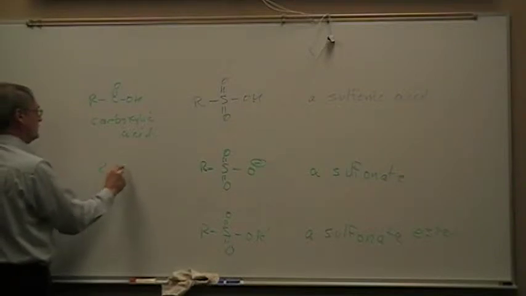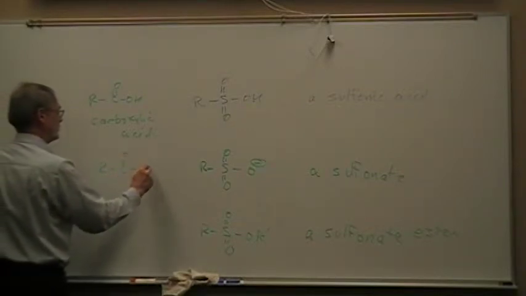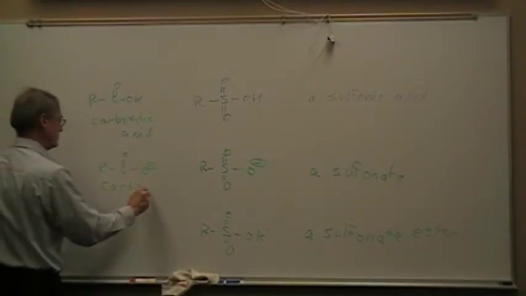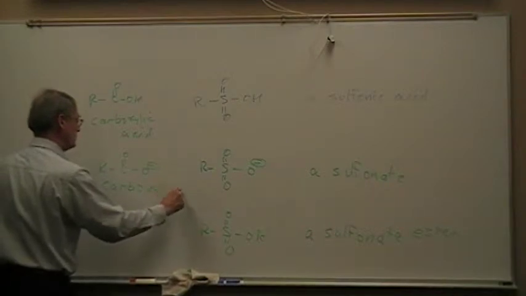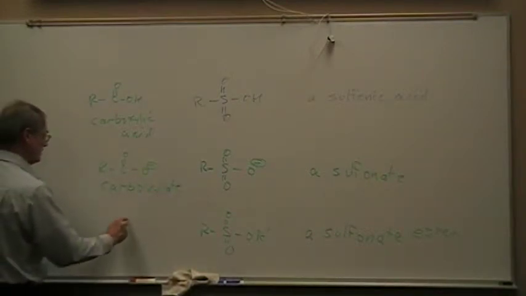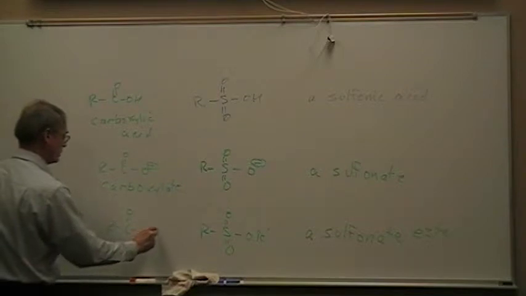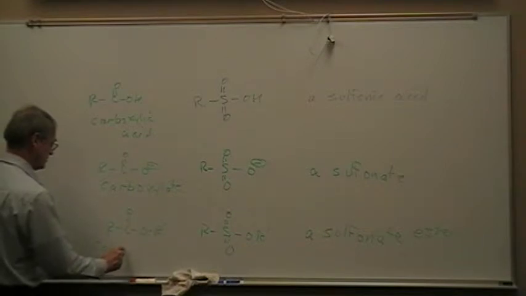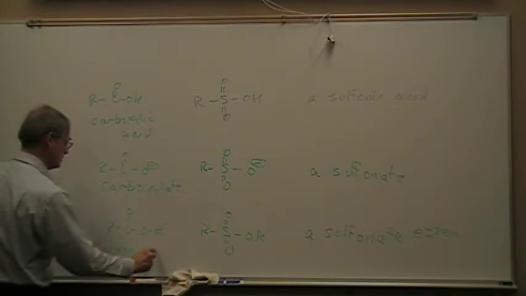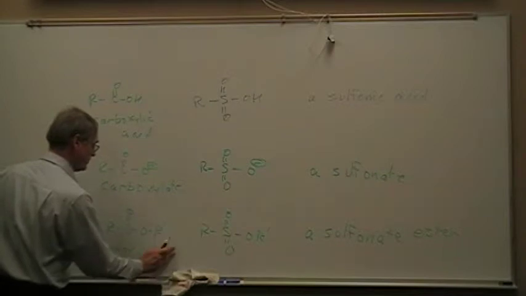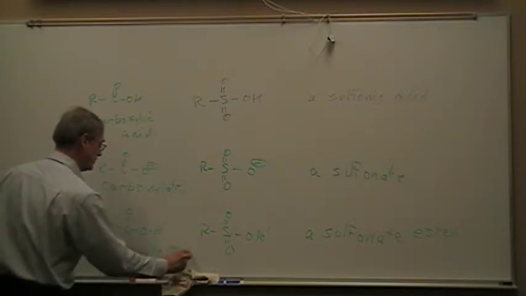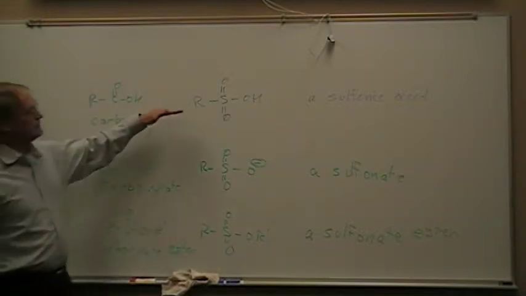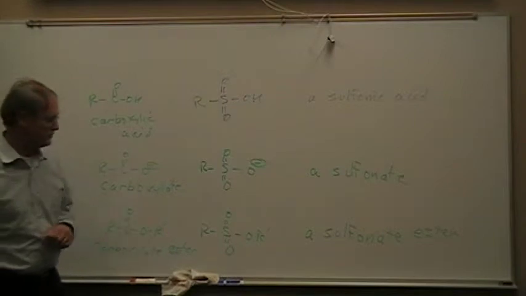If we have C double bond O negative, that's a carboxylate. And if we have C double bond O, O, R prime, that's a carboxylate ester. So you can see the relationship between carboxylic acids and their related compounds and sulfonic acids and their related compounds.